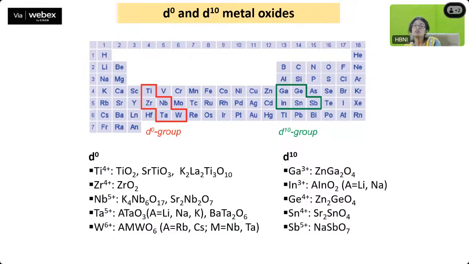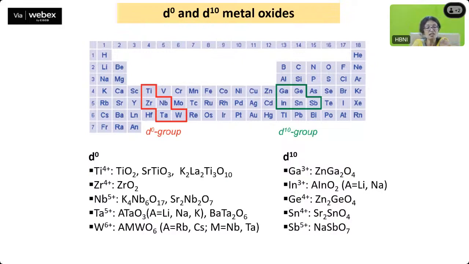Why so? Because in the d0 case, in your conduction band, there are no electrons in the d orbitals, or in the d10 group you have an empty s or p orbital, which are your conduction bands. Whereas in the case of the oxides and the sulfides, your valence band has filled p orbitals. So this is the process which will help in the photocatalytic process.